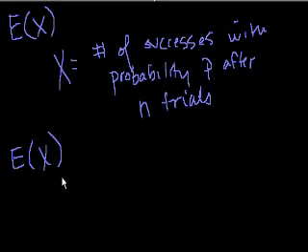And before I actually show it to you, I'll give you the answer, because the answer to some degree is actually pretty intuitive. The expected value of this random variable is n times p. Or sometimes people will write p times n. And let me make that a little bit more tangible for you.